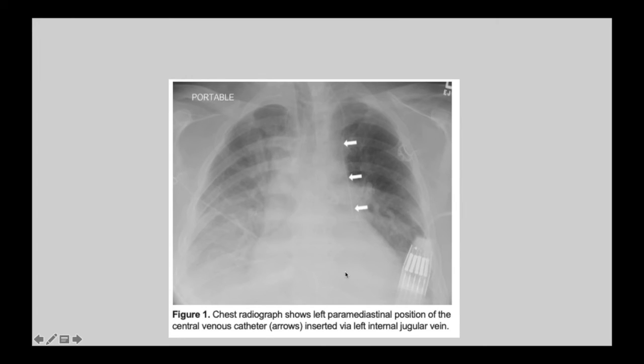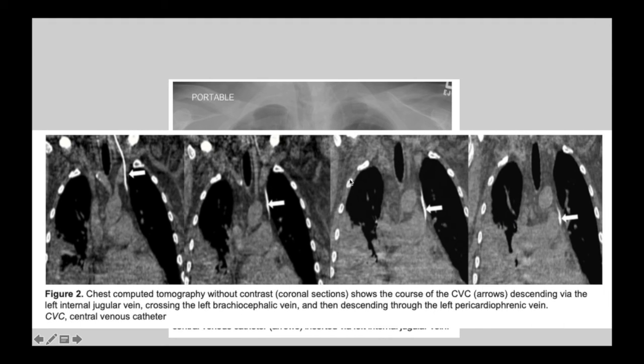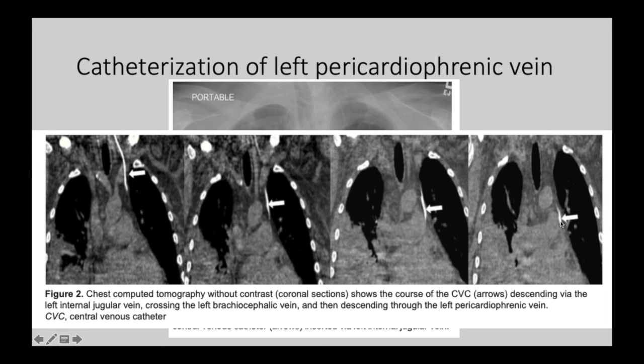Another frontal radiograph post-catheter insertion showing left paramediastinal position of the central venous catheter, and the patient proceeded with CT, which shows the course of the central venous catheter descending via the internal jugular vein on the left side, crossing the left brachiocephalic vein, and then descending through the left pericardial phrenic vein, and they concluded this as a left pericardial phrenic vein catheterization.